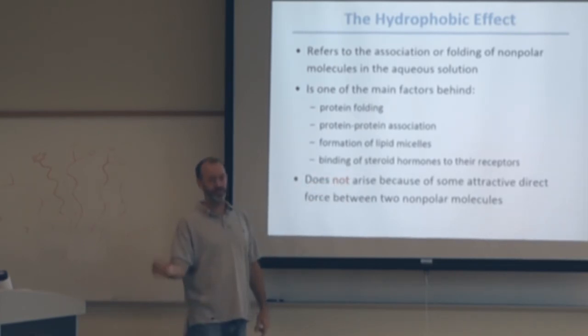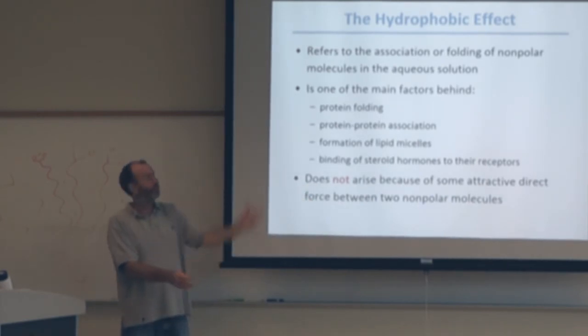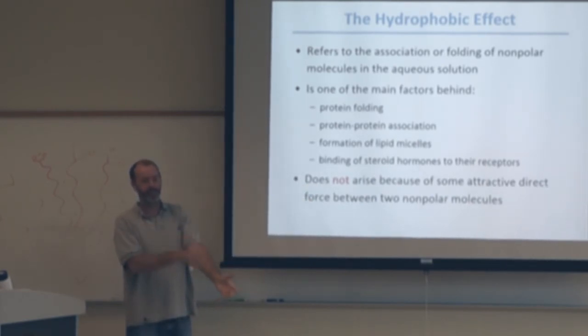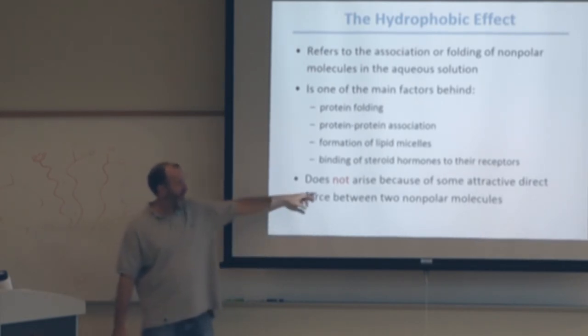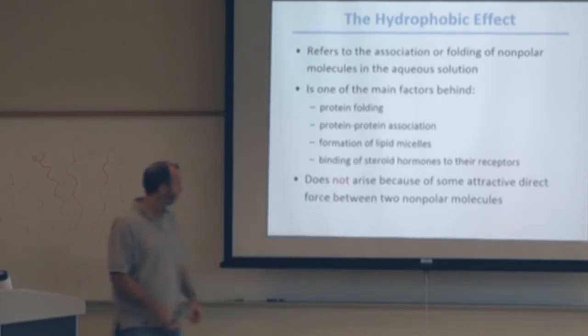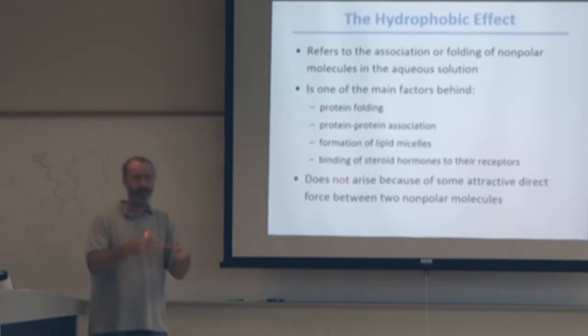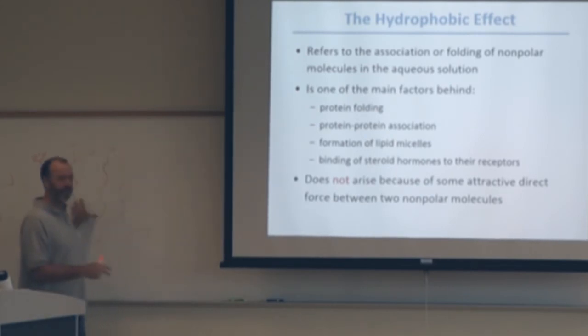Steroid hormones are typically hydrophobic. They're going to bind to the receptor due to the hydrophobic effect, because the receptor portion, where the steroid binds, the binding portion is also hydrophobic. It does not arise because of some attractive direct force between the two non-polar groups. It's because the entropy of the water is increased when these aliphatic groups or non-polar groups are forced together, which decreases the surface area of water around. Does that make sense?